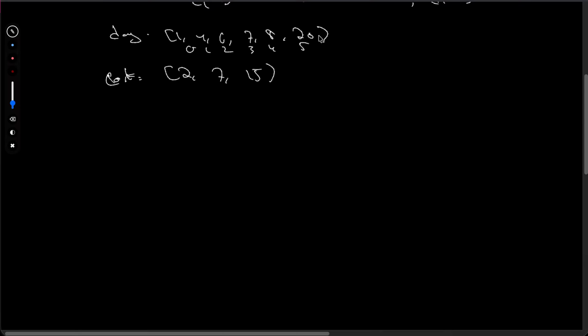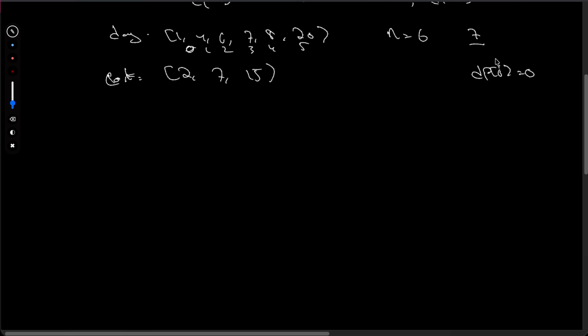So n is 6. N is equal to 6. We start from 0. So we make dp size 7. Why 7? Because when no days are left the cost is 0, so dp of 6 is 0.